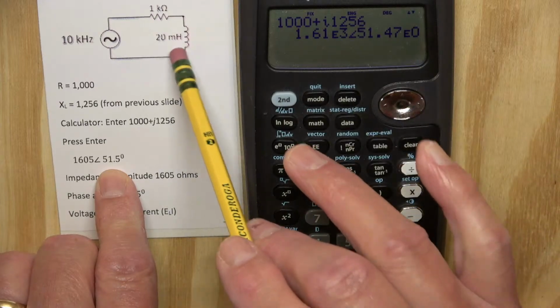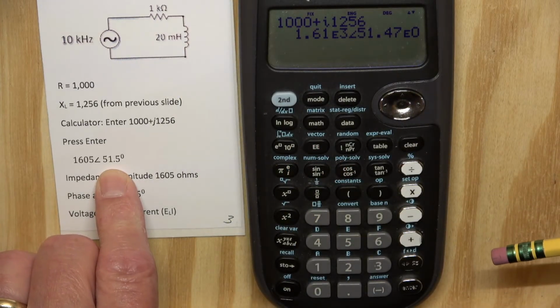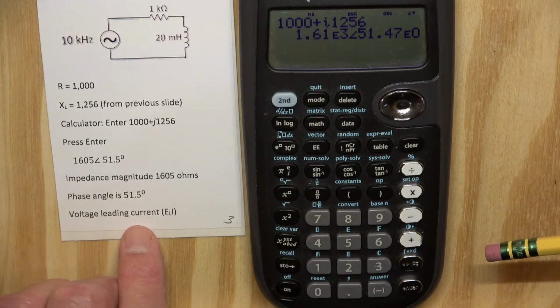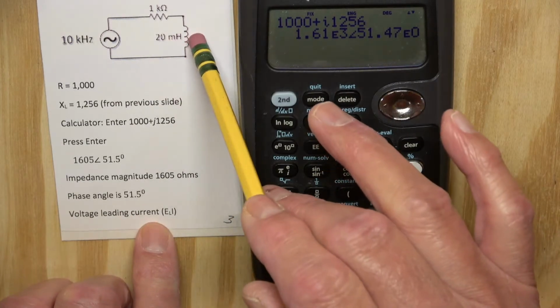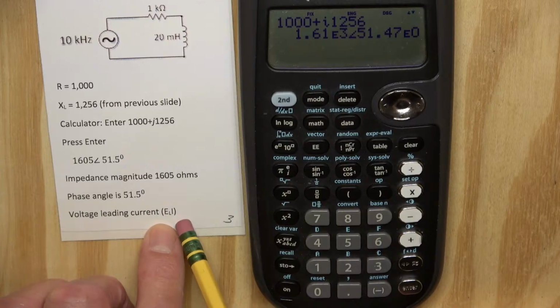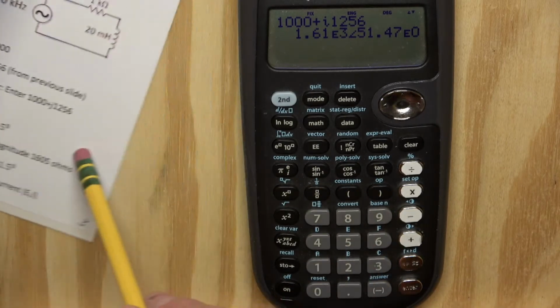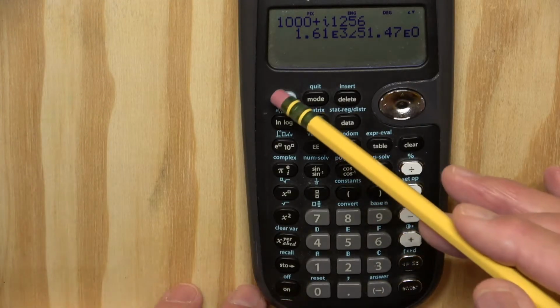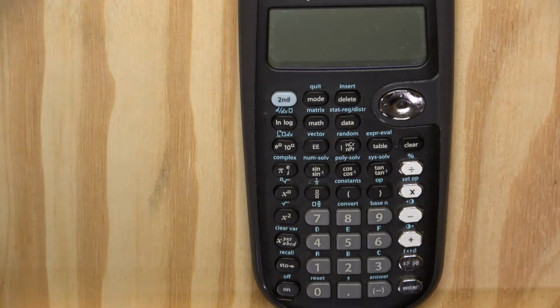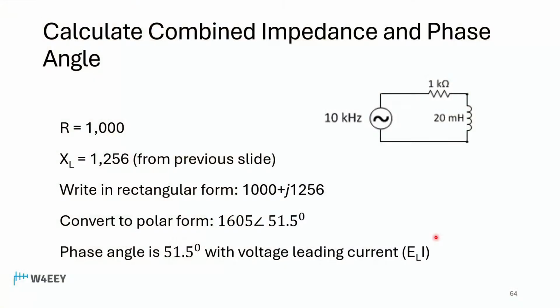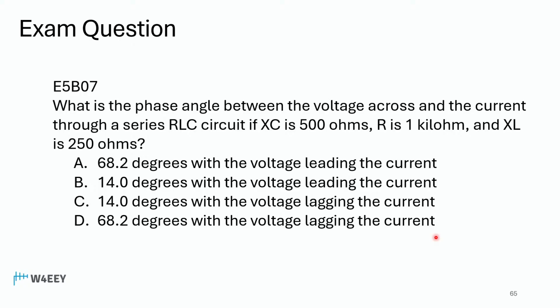It's an inductor, so that phase angle is positive. And we know that this is an inductor, so voltage is going to be leading current. Several pool questions will ask us to do these kinds of things. This is just a review of what we just did, and then some questions. See if we can remember any of this now.